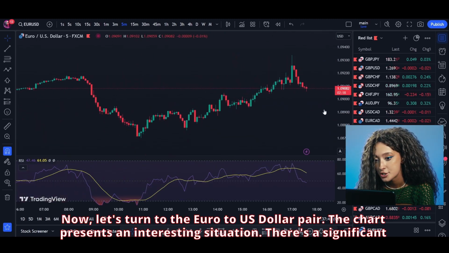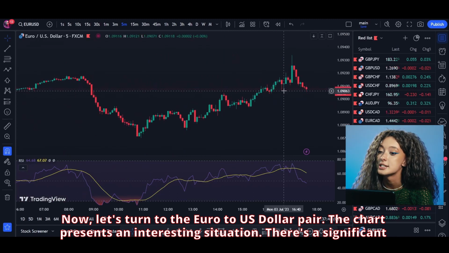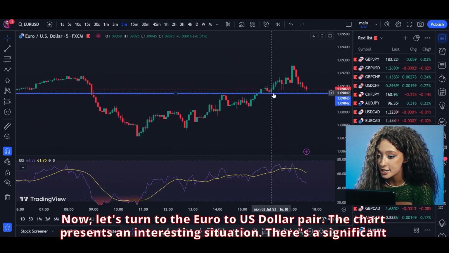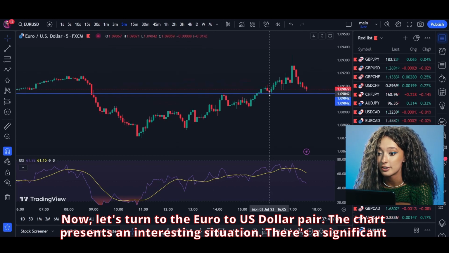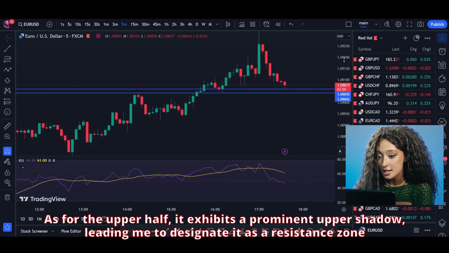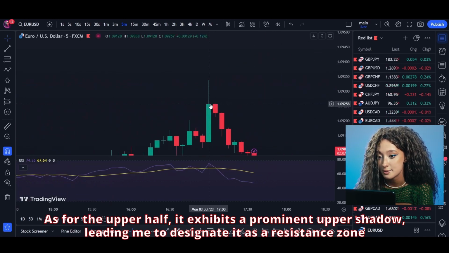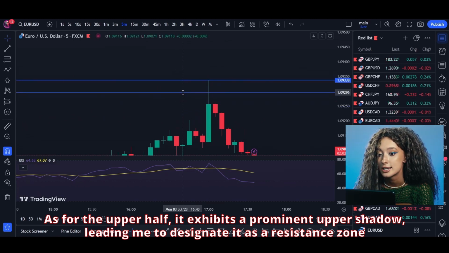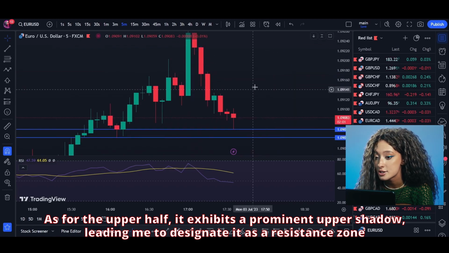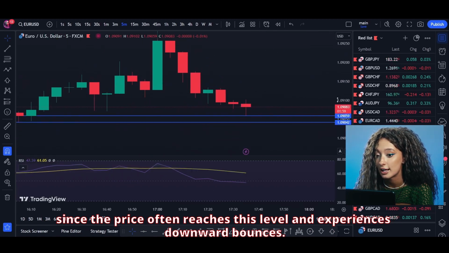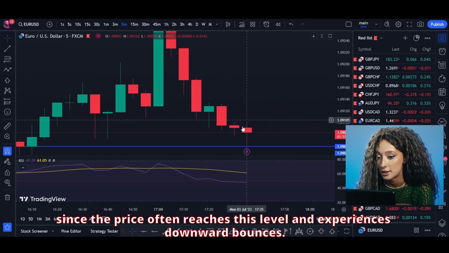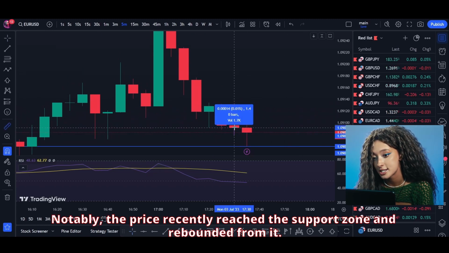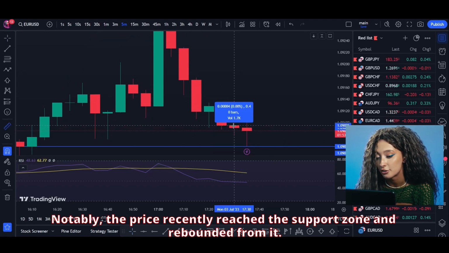So, now let's turn to the euro and USD pair. The chart presents an interesting situation. There is a significant support zone at the bottom. As for the upper half, it exhibits a prominent upper shadow, leading me to designate it as a resistance zone, since the price often reached this level and experienced downward bounces. Notably, the price recently reached the support zone and rebounded from it.